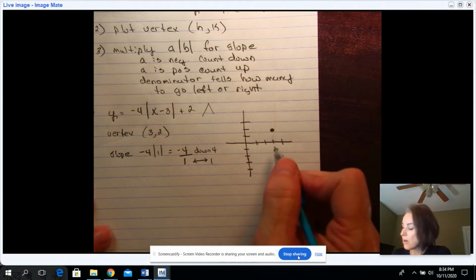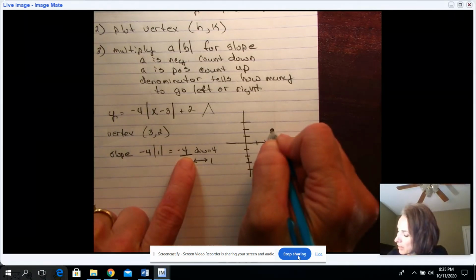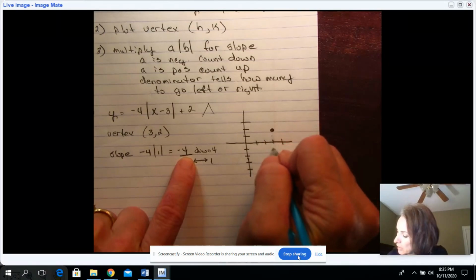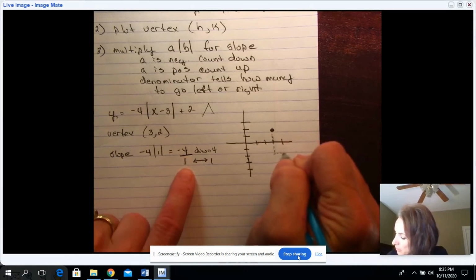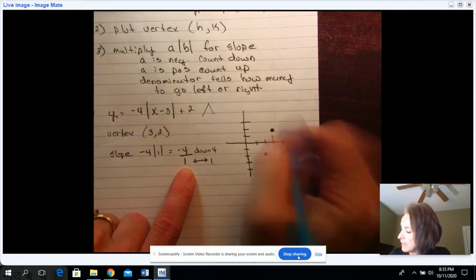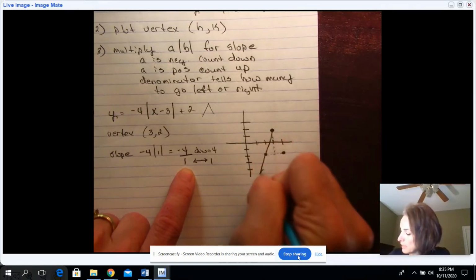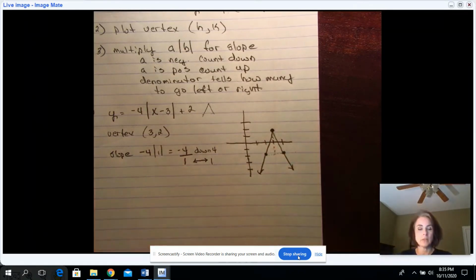Okay? And then now we're going to go down 4. From here we're going to go down 1, 2, 3, 4. So go down 4. All right? And then we're going to go left 1 and put a dot, and go to the right 1 and put a dot. And now I have all my parts, and I can just draw my straight lines. And that's all I have to do.